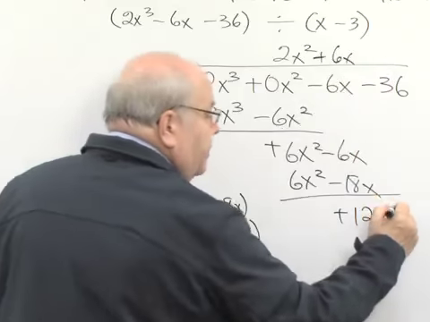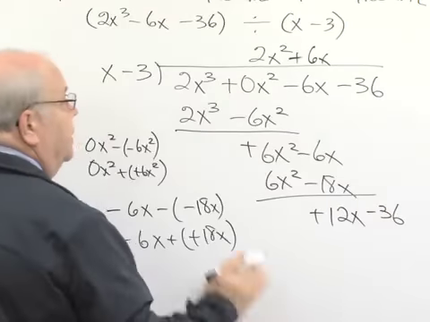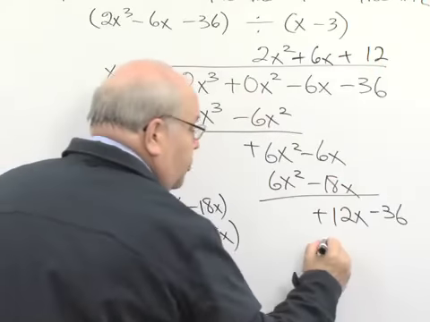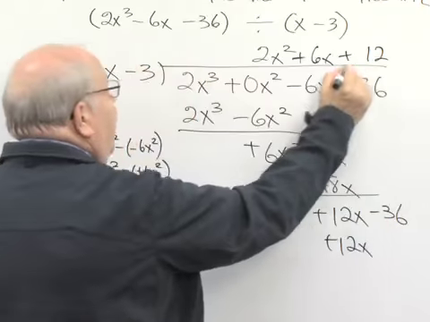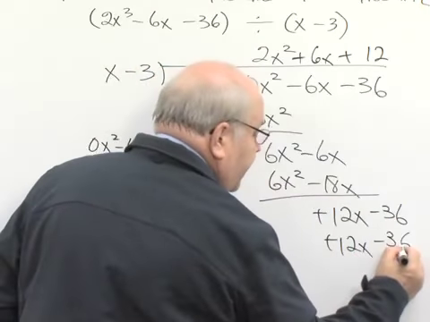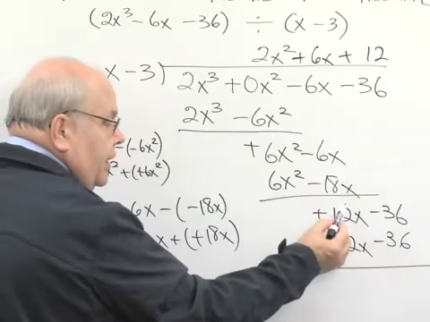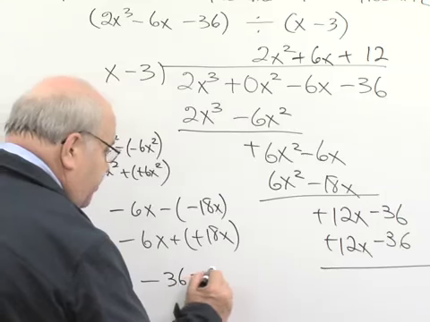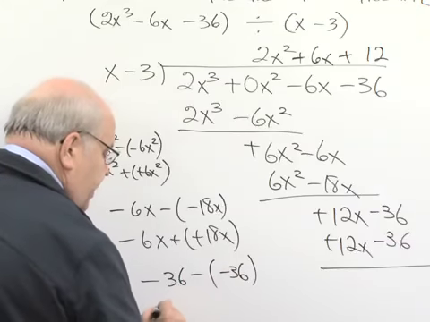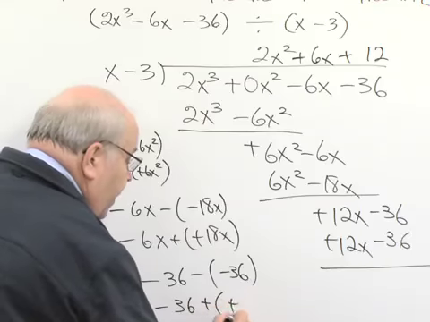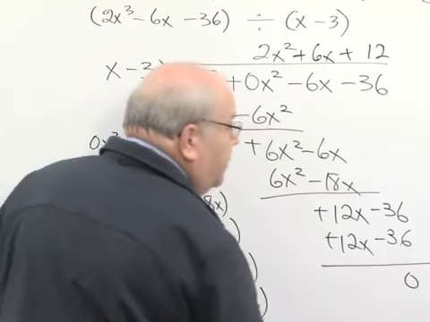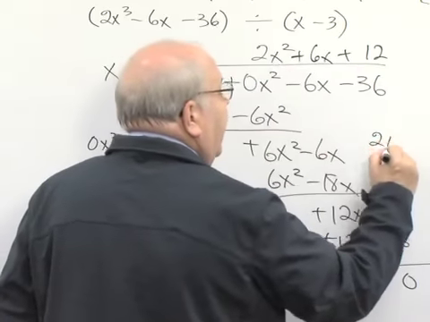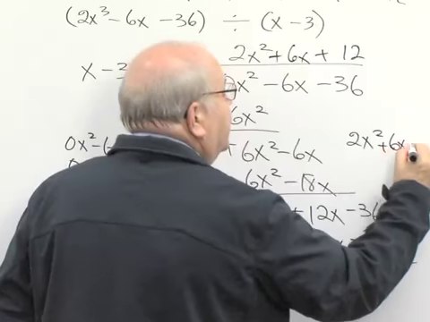Now we're ready for our final step of division. We bring down the negative 36. We know that x times 12 would give me 12x. We know that 12 times minus 3 is negative 36. It's clear that 12x minus 12x is 0, but here minus 36 subtract a minus 36 is the same as minus 36 added to a positive 36, so that result is also 0. So our answer for doing this entire problem is 2x squared plus 6x plus 12.